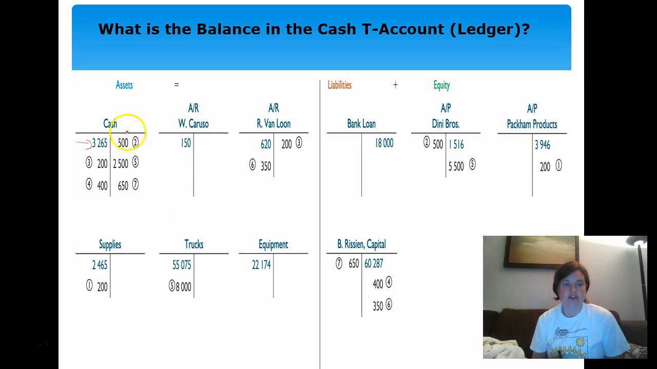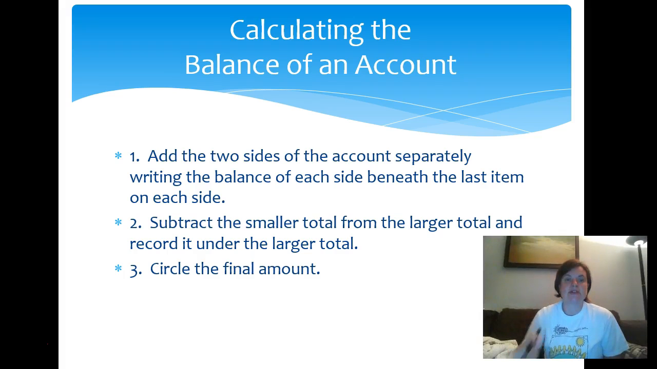And so on. We have another transaction here where it shows that we've paid off one of our accounts payable, Dini Brothers. So we've reduced cash by crediting cash, and that's transaction number 2. And over here you can see the debit, where we're reducing how much we owe Dini Brothers by $500 by debiting that account. So now we're going to look at the steps on how to calculate the balance of each account.